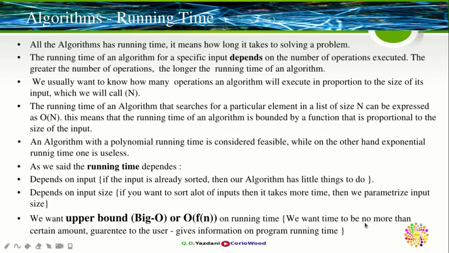We want the time to be no more than a certain amount guaranteed to the user. So the user wants to know the upper bound. The user wants to know the big O. We are interested in the worst case running time. We are not interested in the average case, or only a little bit, and the best case, because the best case is bogus. It means cheating. Our algorithm has cheated. So we're not looking for the best case, but we're looking for the worst case, which is the upper bound, and we denote this as big O. So that's how we're going to pronounce it.